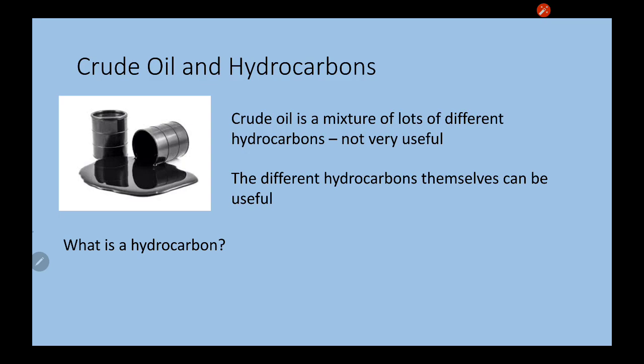First of all, a little bit of revision from what we've done previously. You can see in the picture on the left, you've got some crude oil. As we know, crude oil is a fossil fuel, and crude oil is a mixture of lots of different hydrocarbons. Because it's got a mixture of lots of different hydrocarbons, it's not very useful as a fuel on its own. However, those individual hydrocarbons that are in the crude oil, if we can separate them out, are very useful. And we do use a technique called fractional distillation to do that.